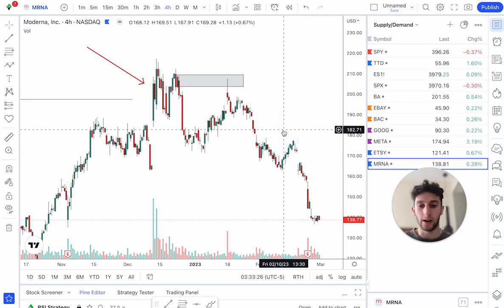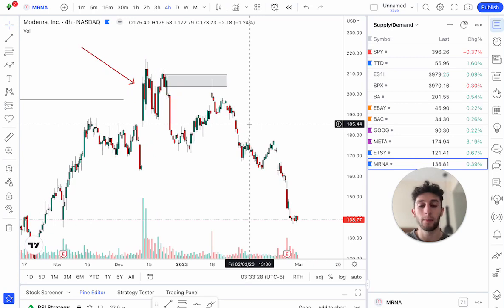So these are 3 different strategies that you guys can use in your trading. Personally, I use all of them. I also use them in combination with each other and a few other different strategies and confluences that I use.